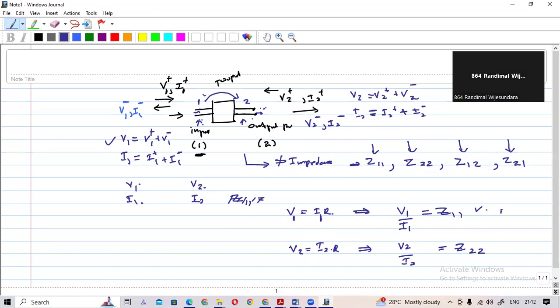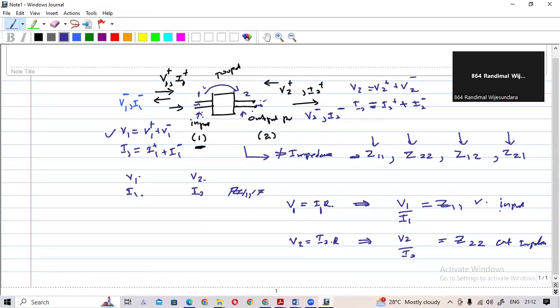Okay. So this is referred to as input impedance. This is referred to as output impedance. Now there are two more impedances you can calculate.